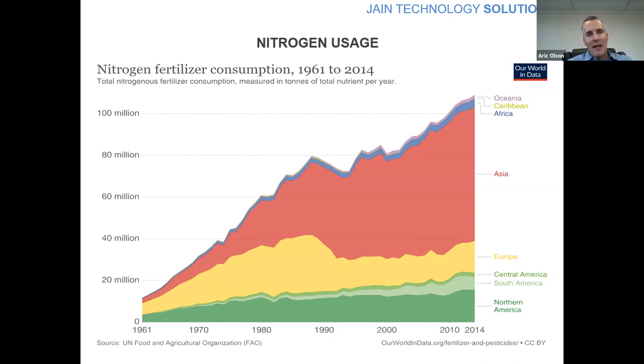The next slide shows that nitrogen usage globally has really exploded since the 1960s, where we used to use 15 million tons of nitrogen. Now we've increased usage over 50 years by over 100 million tons per year of nitrogen being applied. And you can see the growth over the years from the 1960s to the 1990s.